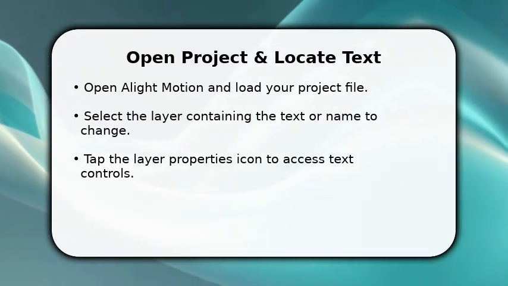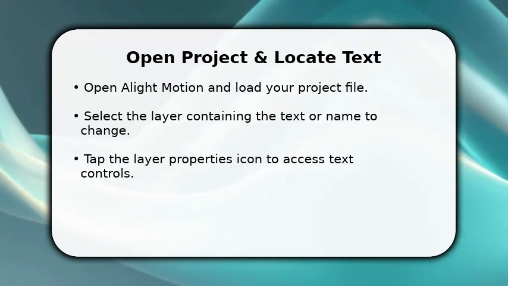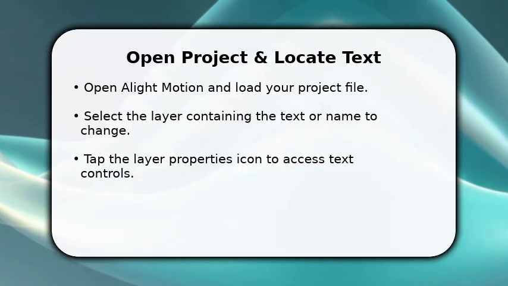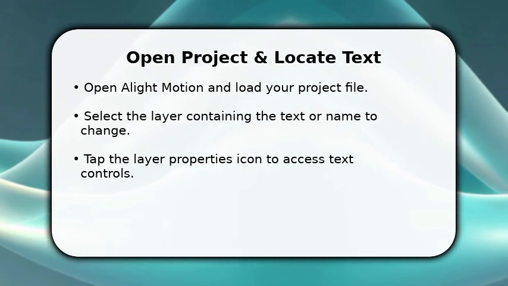Make sure the playhead is over the clip so you see live updates. Then tap the layer properties or the edit icon to reveal the text field. This gets you immediately to the editable name, so you can replace it cleanly and preserve animations.